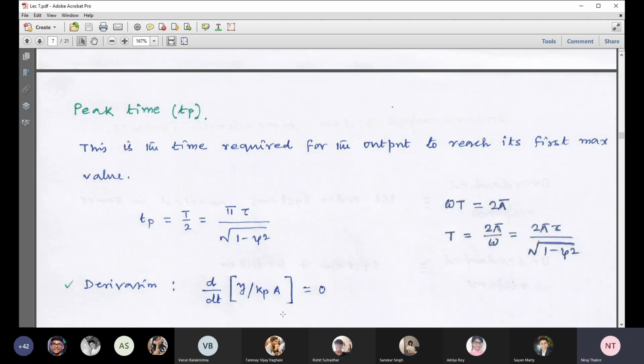Anyone else? I had 2 students who got it. Sir, I also got the same solution, capital T by 2. Yes, sir. Okay, good. Anyone else?